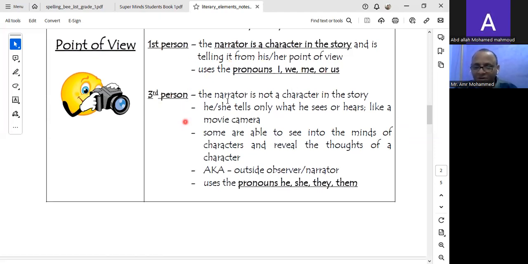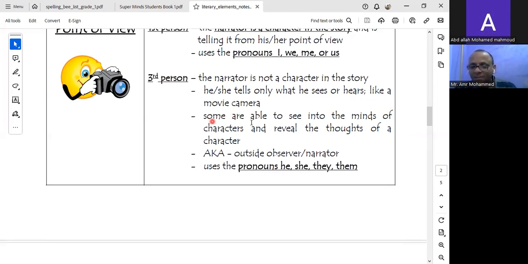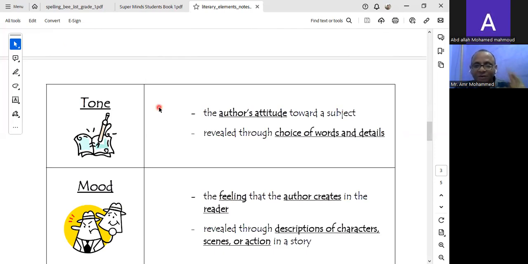And the third person is the narrator. The narrator is not a character in the story. He or she tells only what he sees or what he hears or what is happening, like a movie camera, for example. Some are able to see into the minds of the characters and reveal the thoughts of a character, aka outside observer or narrator. We use the pronoun he or she or they or them if we are using the third person pronoun. What is the tone?